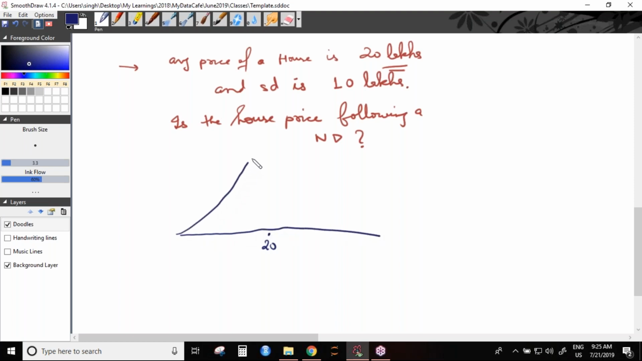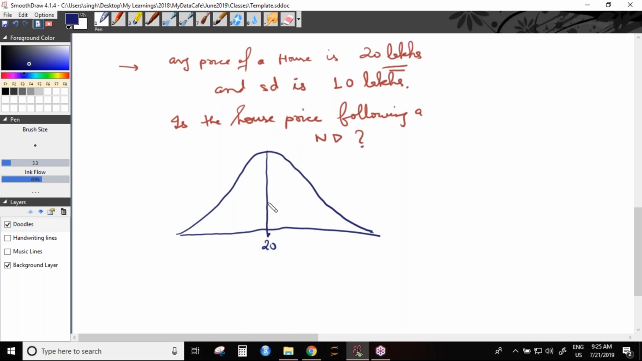Let me draw a normal distribution. So this is a normal distribution. Let's say that yes, it does follow a normal distribution. So I'll draw a normal distribution and this is 20. And I have been given that the standard deviation is 10. So if it is a normal distribution, what can I say about it?